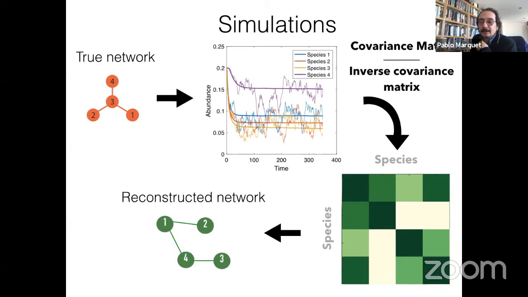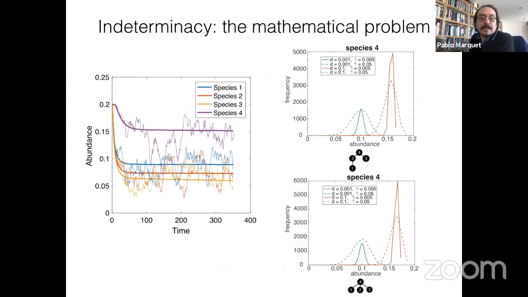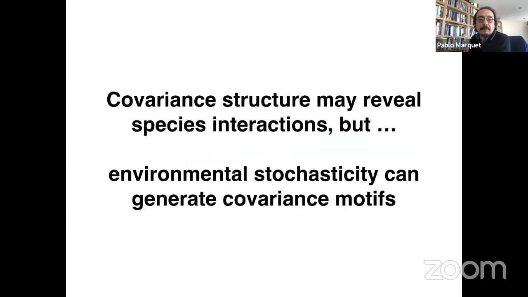Unfortunately, as I will tell you, this rarely happens. So there is sort of an indeterminacy problem, because most of the methods assume a particular distribution, which is normality, and our data is far from normal data. So that's one of the problems associated with this. But the other problems are a little bit more subtle and are related to the way that environmental stochasticity can generate covariance motifs.